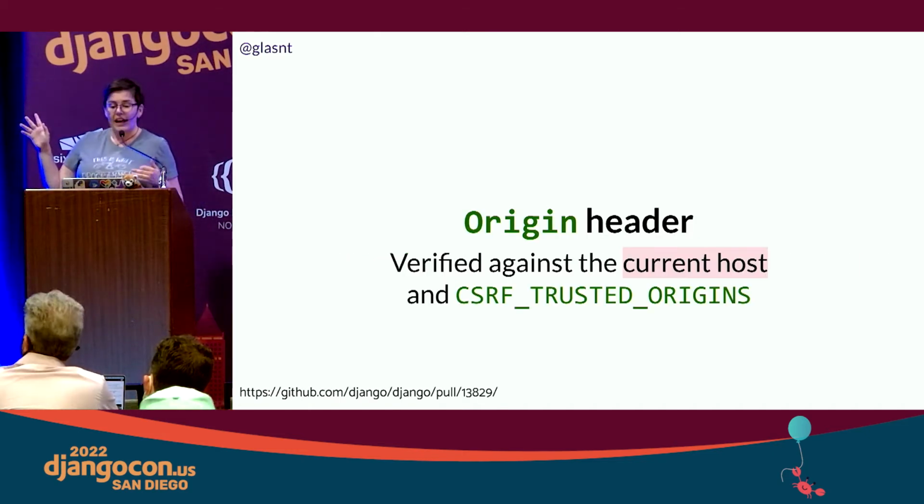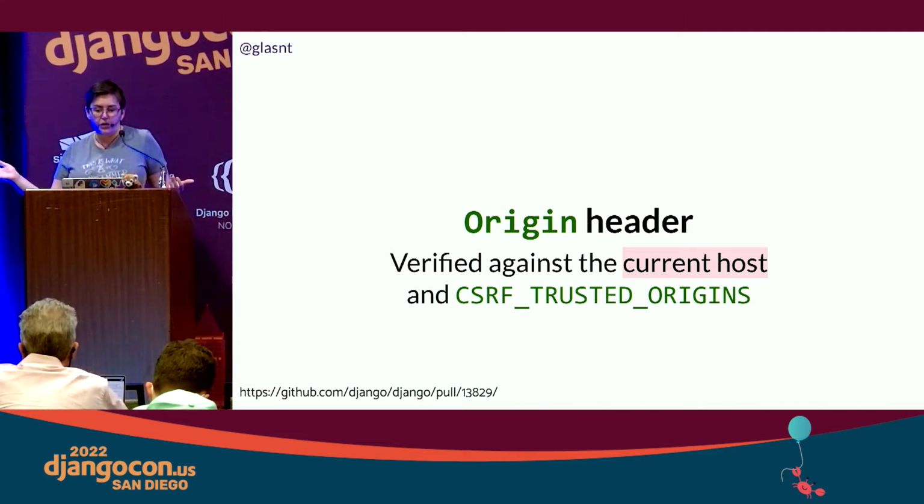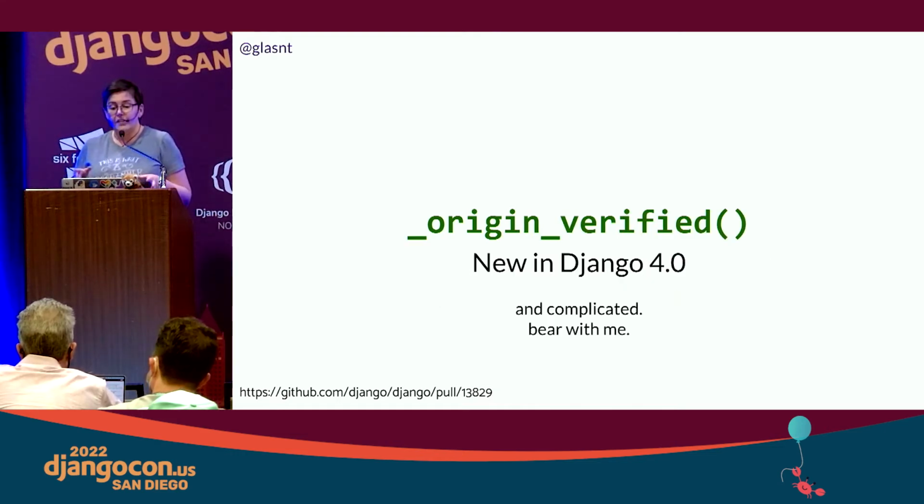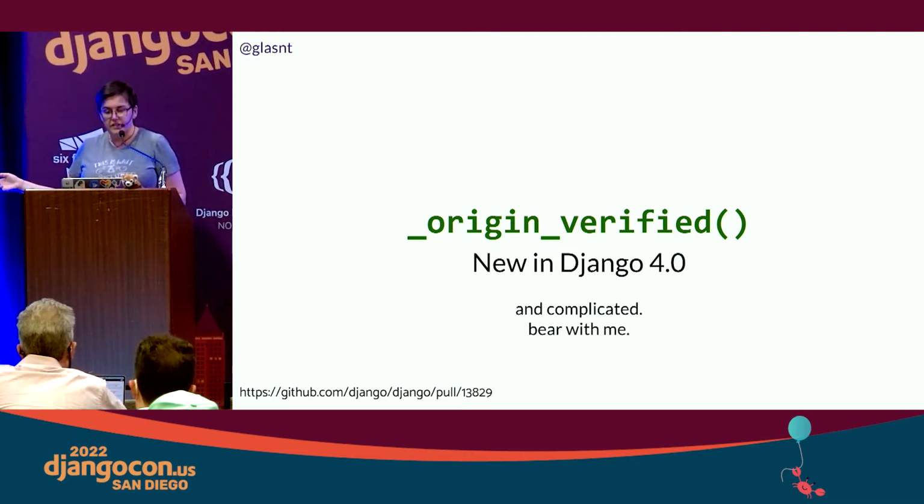So back to this. How does Django verify against the current host? Because it seems like there's something different going on here, given we deployed the same code to two different places and the results differed. This is where the new logic comes in. New in Django 4, there's an internal method called _origin_verified. This method does a bunch of stuff, but it makes use of methods that are already in Django for other purposes. And this is where it gets complicated.